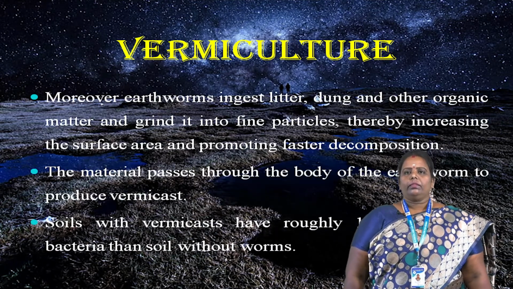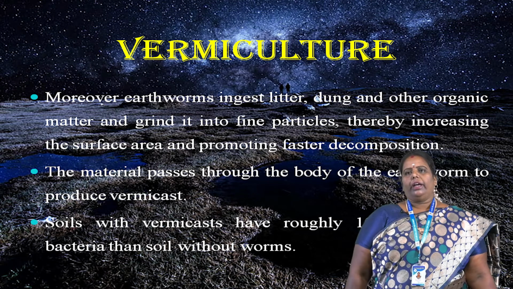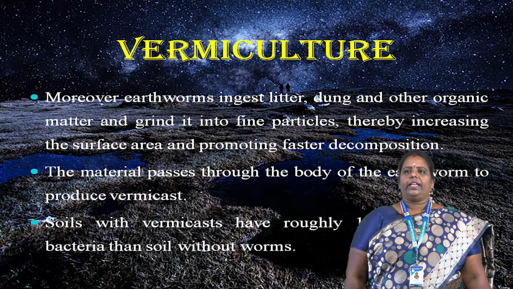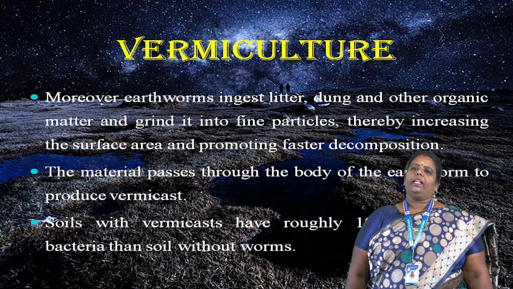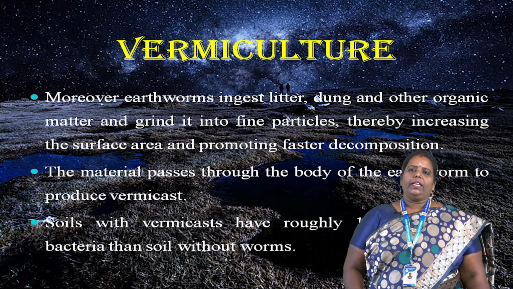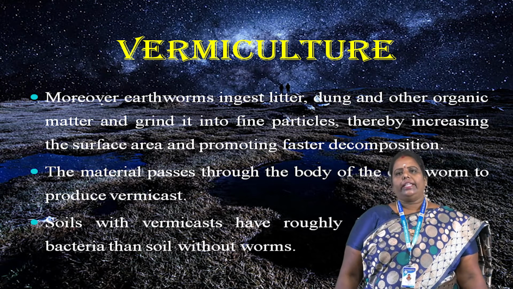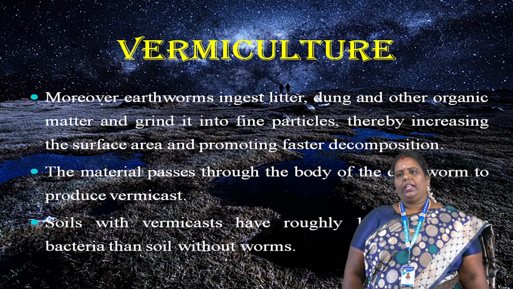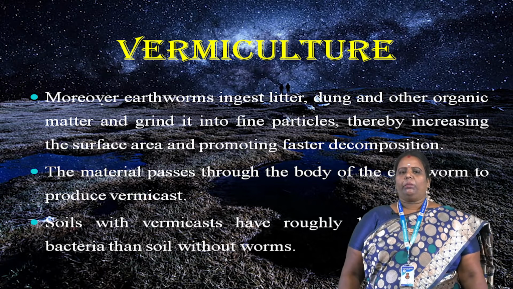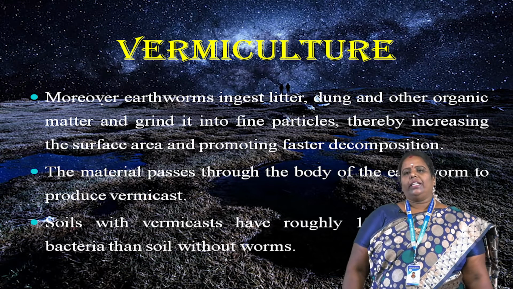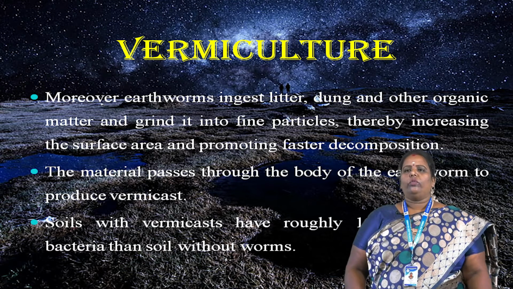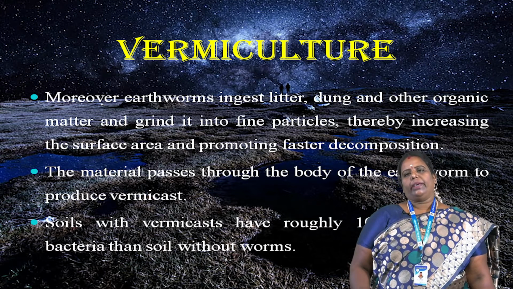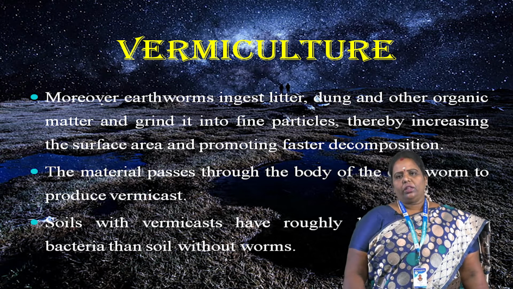Next, moreover, the earthworm ingests litter, dung, meaning animal excretory matter, and other organic matter, and grinds it to form fine particles. This increases the surface area, thereby promoting faster decomposition of the soil. The faster decomposition also supports the growth of microorganisms in that particular place, and the plant absorbs it and uses it easily.